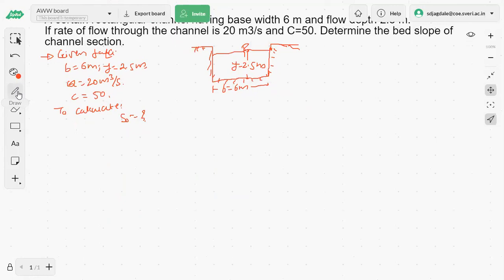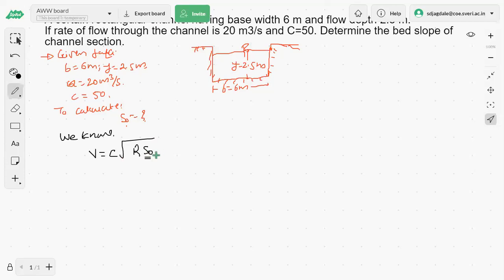Discharge Q is equal to AV. We have to calculate the S naught. So how to proceed now? Sir, to find S naught, first we have to get V from the discharge, and after getting V we will get S naught. Okay, means we have to go for Chezy's equation. Okay, we'll go stepwise. Firstly, we'll go for the formula. So we know by Chezy's equation V is equal to C root R S naught.